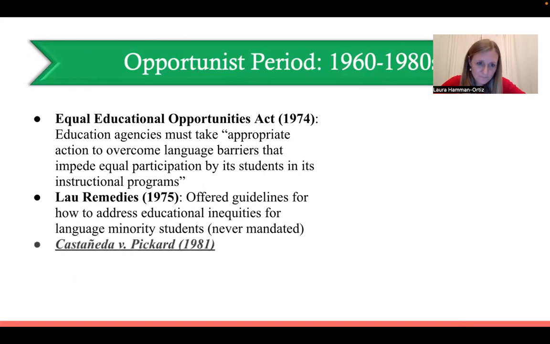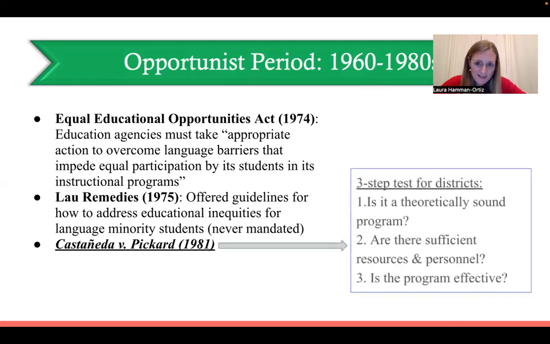So then again, another court case came along, Castaneda versus Picard, this time in Texas in 1981, arguing that schools were not serving language minoritized students effectively. And so from that court case came this three-step test that districts had to follow in order to be legally serving language minority students in the way that they need to be.